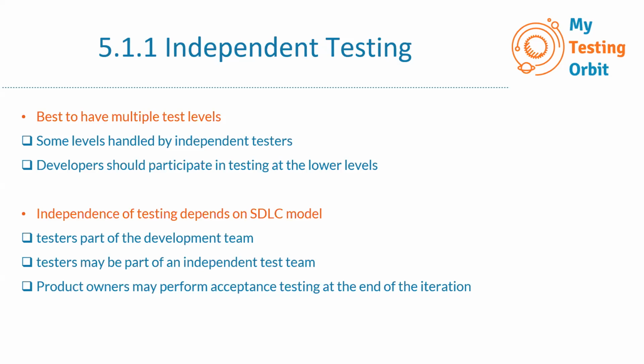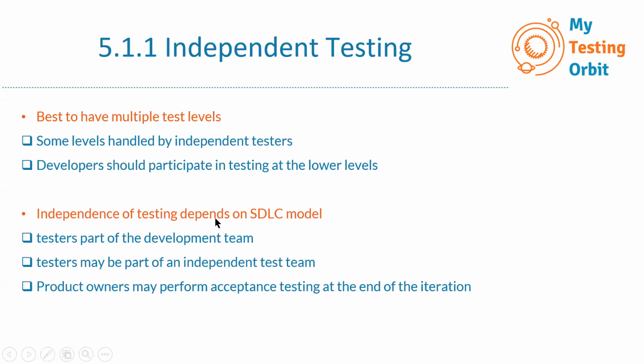And then if we talk about component testing, then developers are the best people to do that. So if we want to achieve an ideal independent testing scenario, then it's better that we perform testing at different levels, and then we can plan who will be the best person to do the testing at each level, and the same goes for the other levels of testing. So that would be the best scenario.